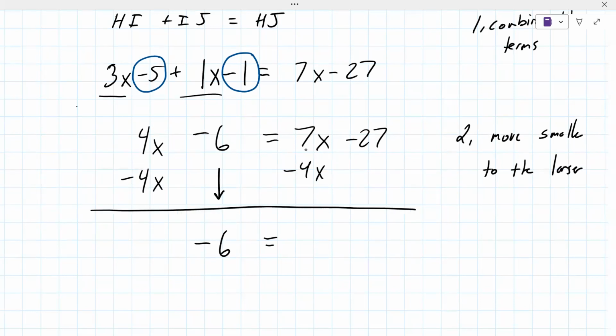You just bring that down. On the right, it's 7x minus 4x. What does that become? 2. Try again. 7 minus 4, oh, 3. 3x minus 27.